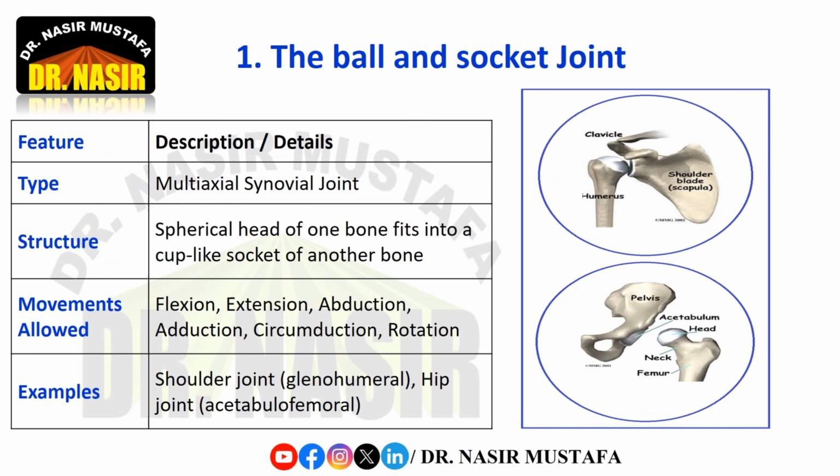Synovial joints are classified based on the shape of their articulating surfaces and the range of motion they allow. The ball and socket joint is a multi-axial synovial joint, which allows movement in all directions. Structurally, it consists of a spherical head of one bone fitting into a cup-like socket of another bone. This design allows flexion, extension, abduction, adduction, circumduction, and rotation. Examples include the shoulder joint, also called the glenohumeral joint, and the hip joint or acetabulofemoral joint.